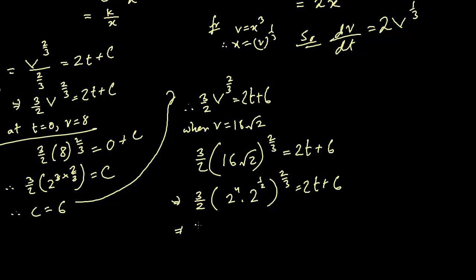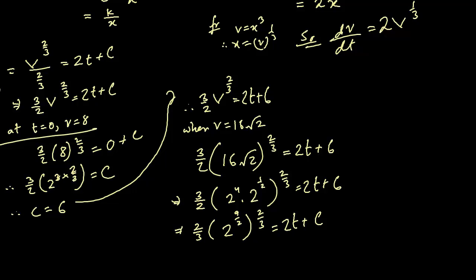So what we can do is we add up the power. When we have the same bases multiplied, we can add up the power. So 4 plus half, that is going to be 9 by 2. So 2 to the power 9 by 2. 4 plus half is 9 by 2. And now we have the power is 2 by 3. So when you have a power above a power, the powers are multiplied.